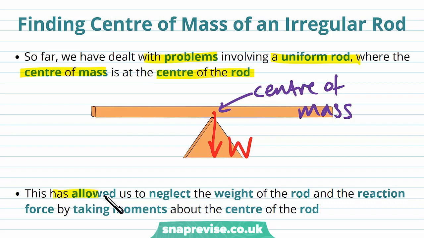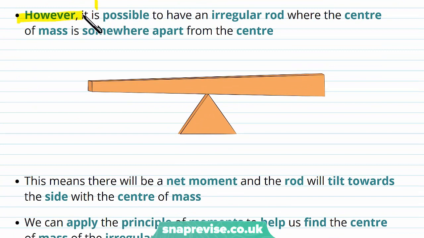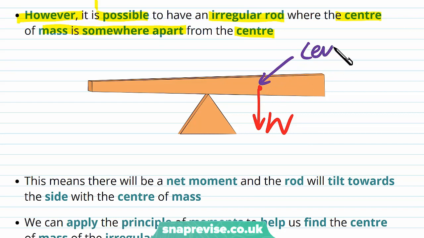And this has allowed us to neglect the weight of the rod and the reaction force by taking moments about the centre of the rod, because that's where the weight and also the reaction force from the balance are acting. However, it's possible to have an irregular rod where the centre of mass is somewhere apart from the centre. So for example here, the centre of mass might be at this point, so the weight is going to act here.